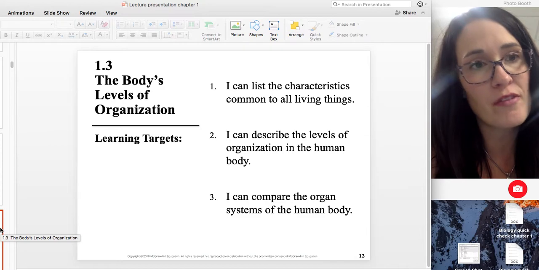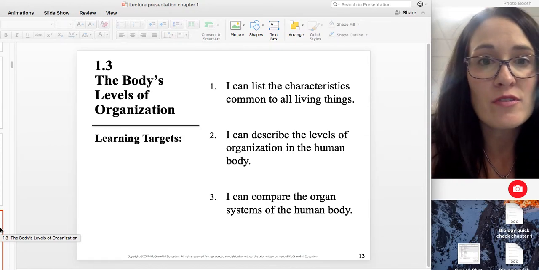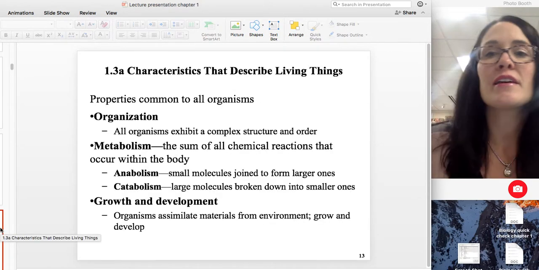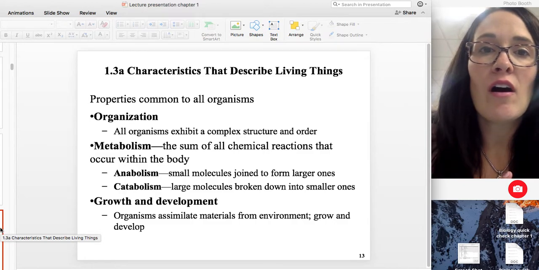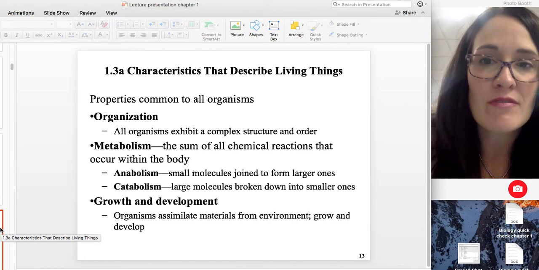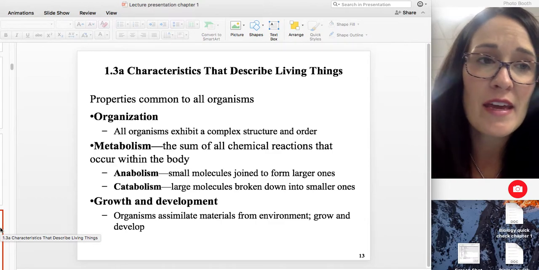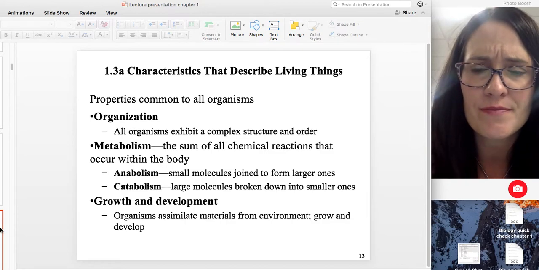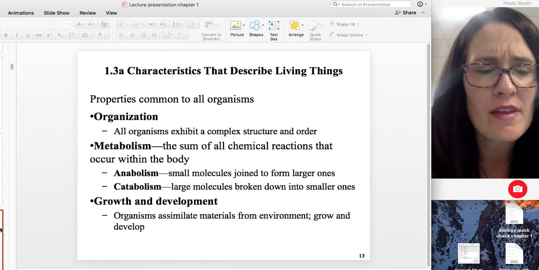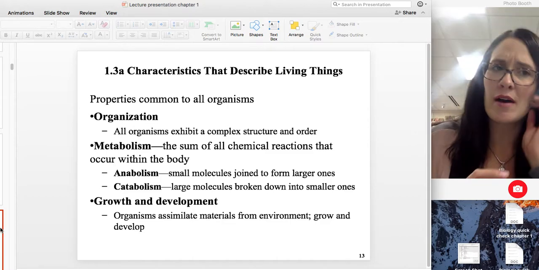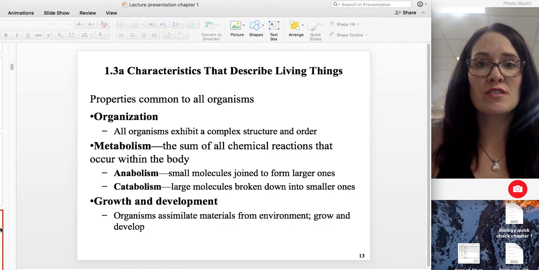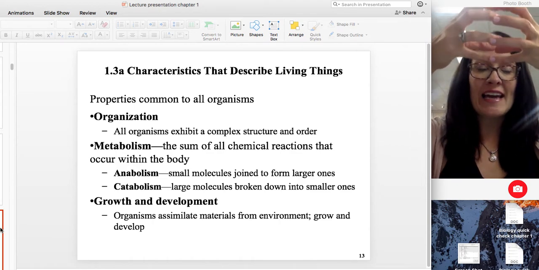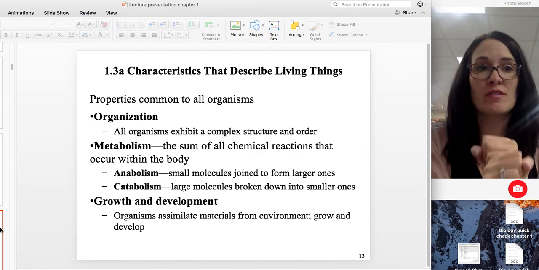In this section, we'll talk about the characteristics of living things, the levels of organization in the body, and different organ systems, which you got an intro to the other day. Most living things have these things in common. They exhibit some kind of organization, some kind of structure. Metabolism: they are made up of chemical reactions. We'll talk about anabolic reactions, where small molecules are used to make bigger ones, and catabolic reactions, where big molecules are broken down into smaller ones.